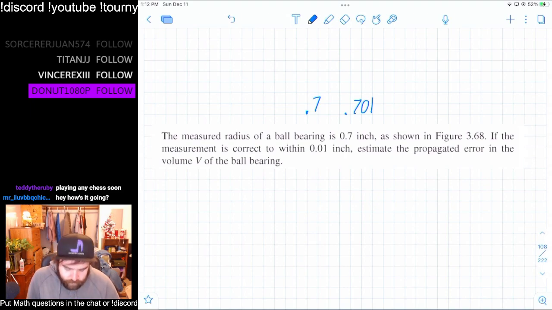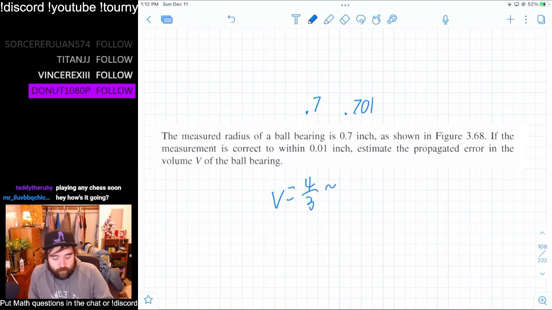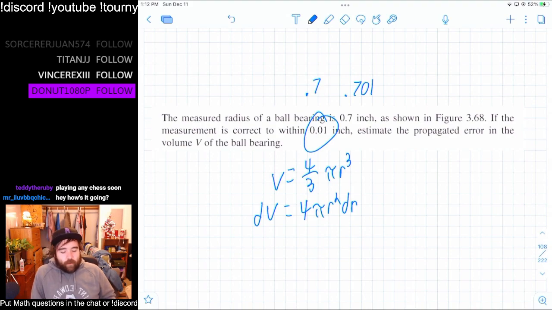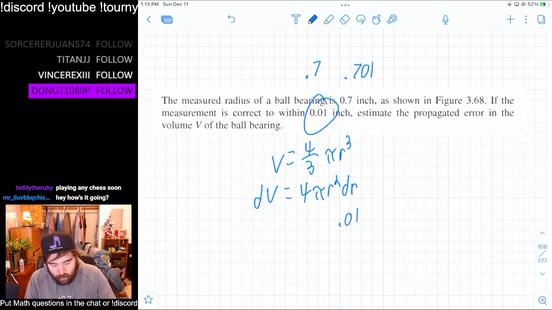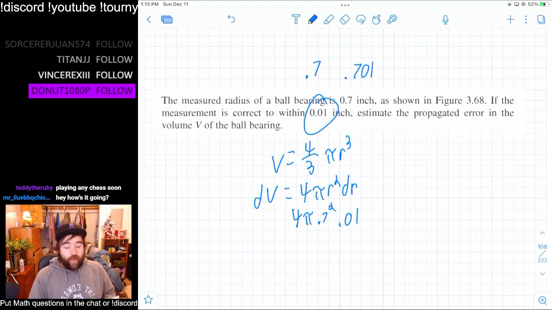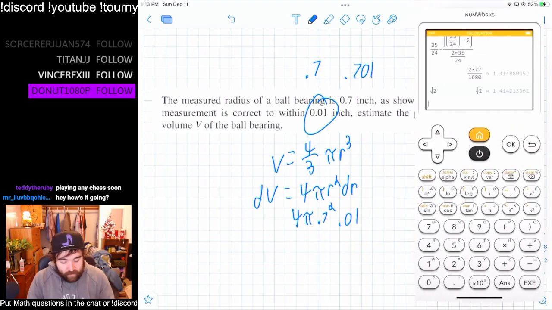Interesting. So maybe it's estimating because we're just using differentials. Well, let's use differentials the way that makes sense to me. We'd start with the volume of the sphere, which I know is 4/3 pi r cubed. And then we do differentials there. So dv equals 4 pi r squared dr. Because what we know is dr is the 0.01, and r is the 0.7. So 4 pi 0.7 squared times 0.01. And that's the dv. So that's our estimated error.